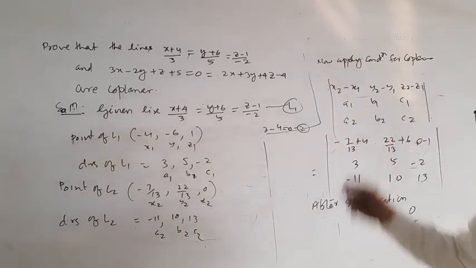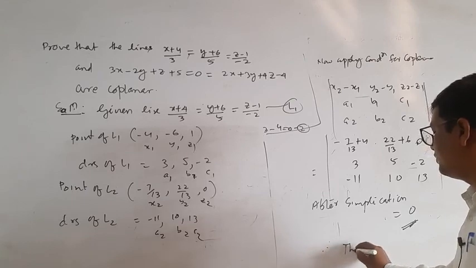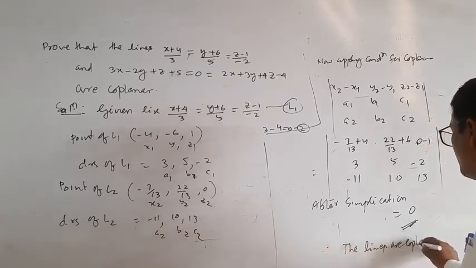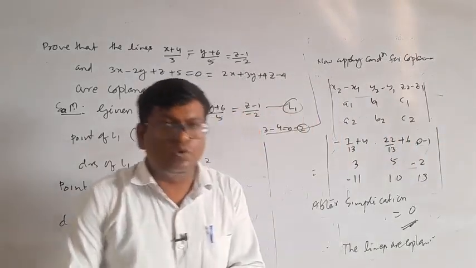Therefore the lines are coplanar. Okay. These are questions regarding coplanarity.